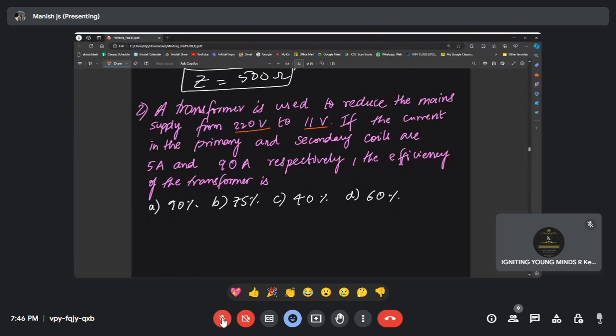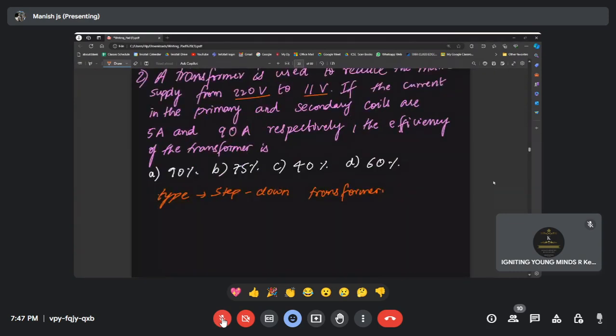So what is the type of transformer that is being used here? That is what we need to think about. Any guesses? What would be the type of transformer implemented here to achieve this? Yeah, it is a step down transformer. Why do we call it step down? Because it is stepping down, or reducing, the voltage. So I will write it here: the type is step down transformer. A step down transformer is always used to reduce the voltage.